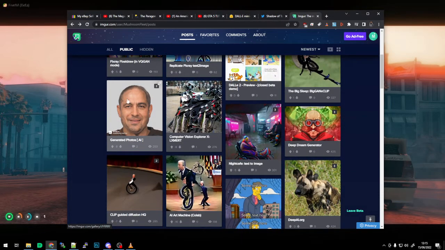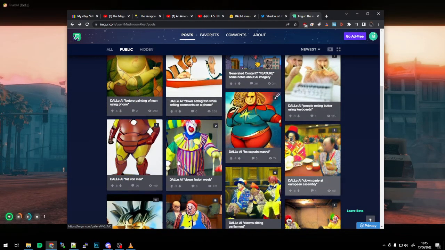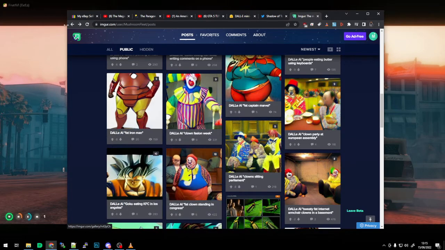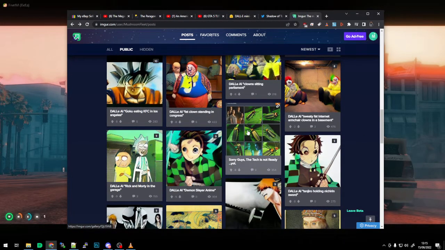So these faces aren't real. I actually went through, after I did a lot of the DALL-E, I threw a lot of stuff at the DALL-E. If you want to check out the full albums, they're at imgur.com/user/mushroomfleet, and you should be able to find it if you want to come and look at any of these.